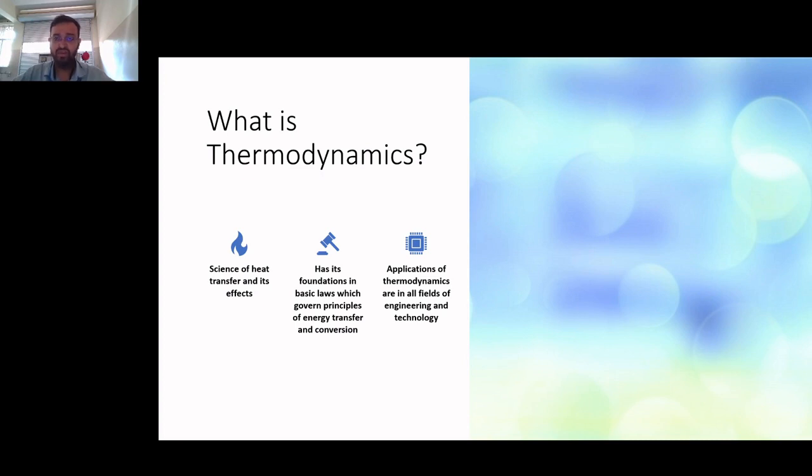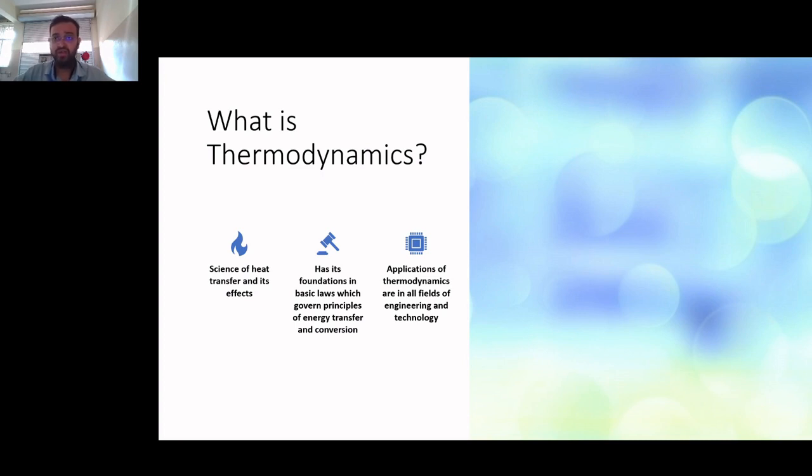So, take for example, at a cellular level, you have conversion of chemical energy into heat energy to mechanical energy. In engines, you have conversion of chemical energy to mechanical energy. In solar panels, you have conversion of light energy to electrical energy, and all of these phenomena have limitations which are based on the principles of thermodynamics. Applications of thermodynamics are in each and every field of engineering and technology.